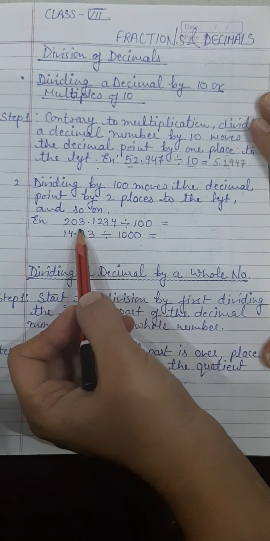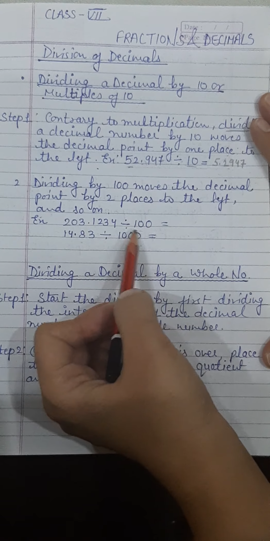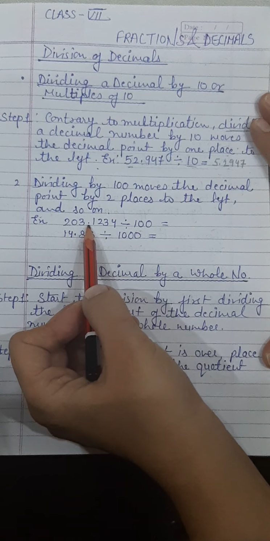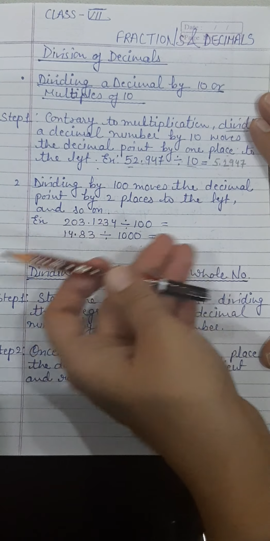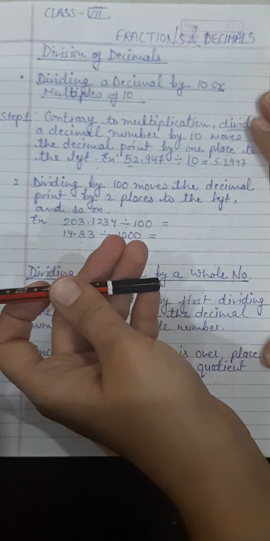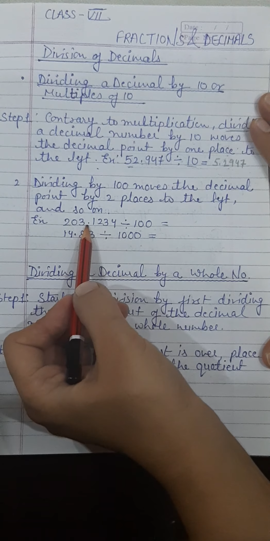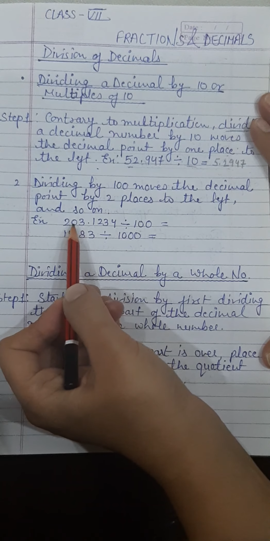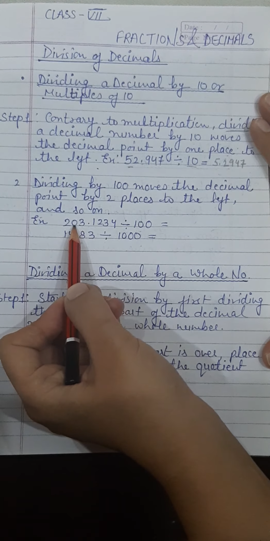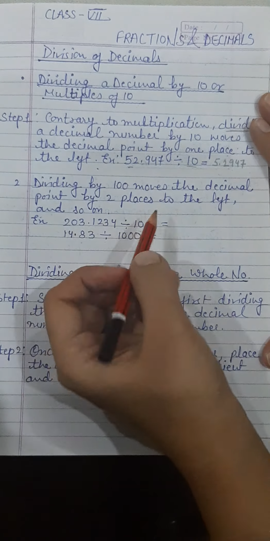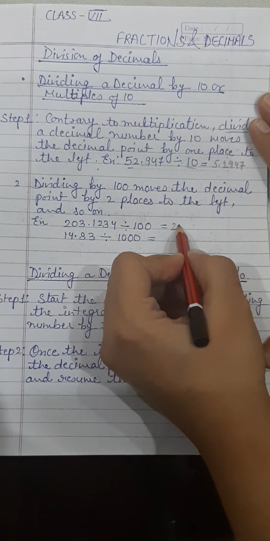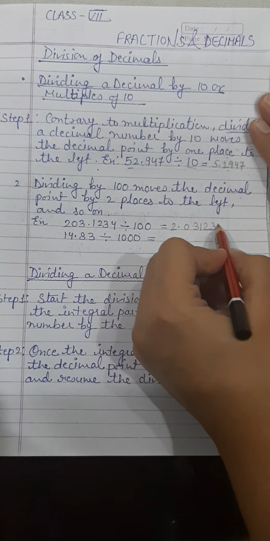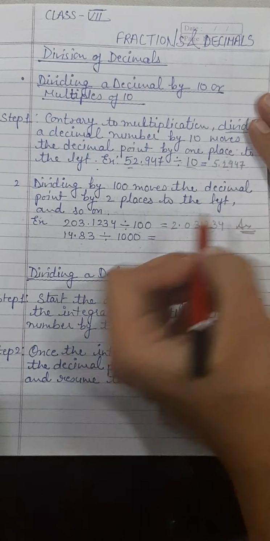So if we have to just divide any decimal number by 100, then we have to just place that decimal 2 places to the left hand side. So where we have to shift our decimal? In between 2 and 0, after 2 places. So 1, 2, 2 places of decimal, here decimal will come. So what will be the answer? 2.031234. This will be the answer.